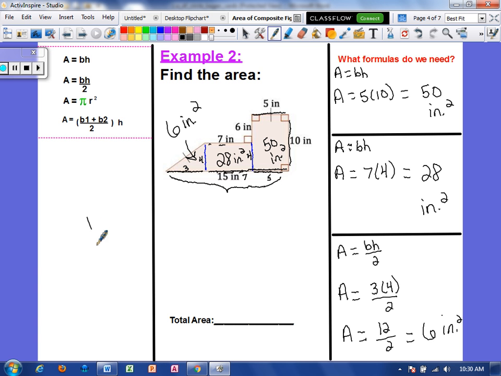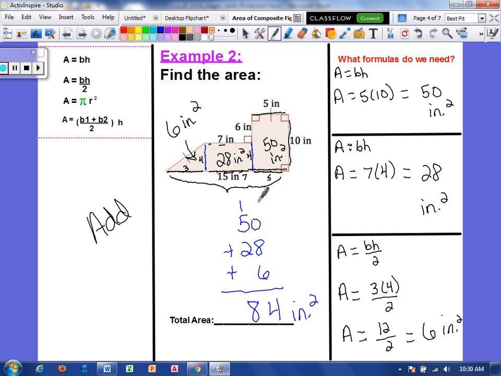Now we are going to add those three things together to get the total area. So we have 50 plus 28 plus 6. 8 plus 6 is 14. 1 plus 5 is 6, plus 2 is 8. So 84 inches squared.